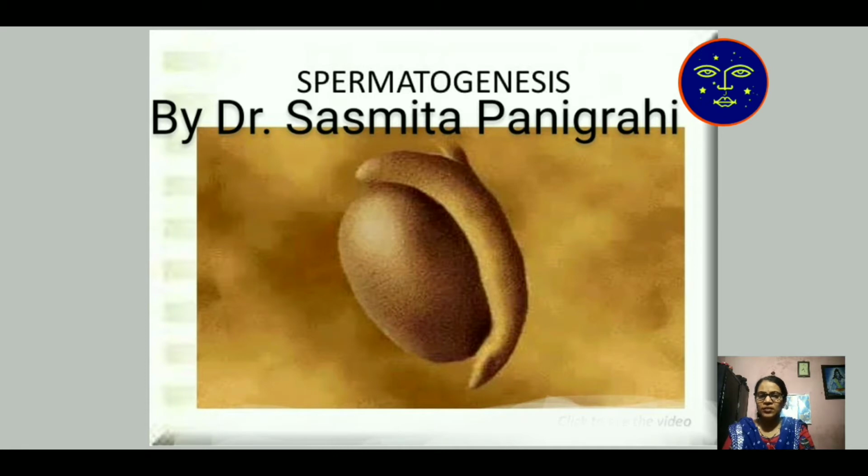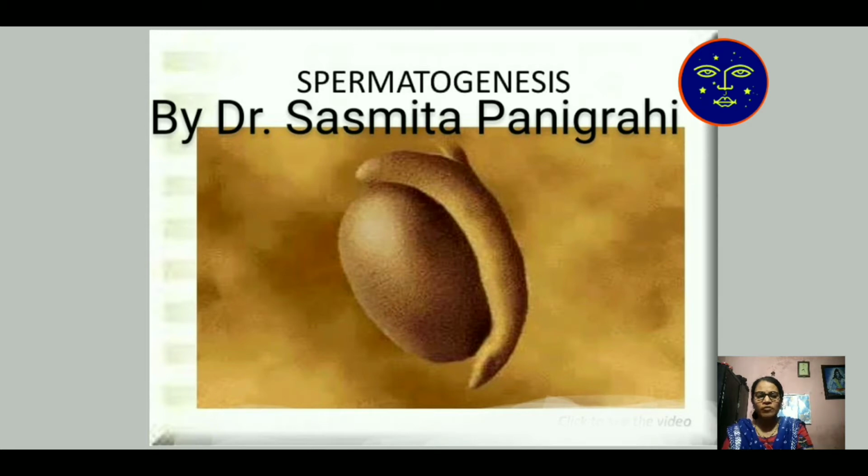Today we will discuss something about spermatogenesis. Spermatogenesis is a complicated process which occurs in the seminiferous tubules of the testes of the male. It contains two steps. In the first step, spermatids are produced. In the second step, spermatids undergo metamorphosis and spermatozoa are produced.